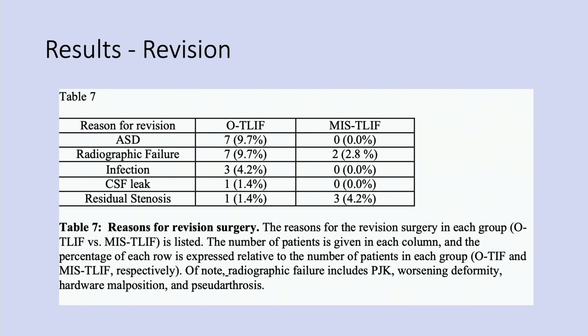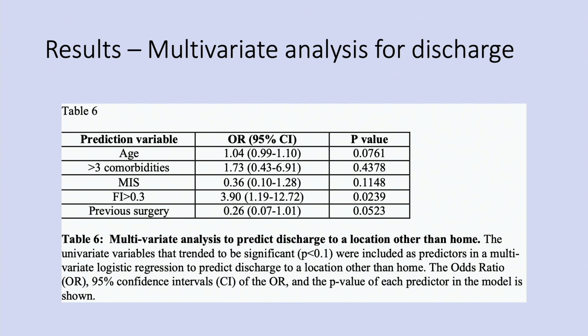The reasons for revisions were, as you can see here, pretty standard and well distributed amongst known needs for revision surgeries. And same thing for discharge. So the frailty index, the ASD-FI, was still an independent predictor of discharge location.